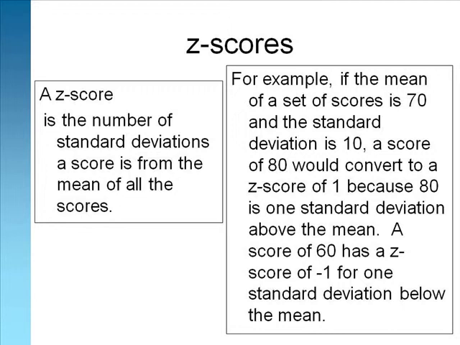A z-score is the number of standard deviations a score is from the mean of all the scores. For example, if the mean of a set of scores is 70 and the standard deviation is 10, a score of 80 would convert to a z-score of 1 because 80 is 1 standard deviation above the mean. A score of 60 has a z-score of -1 for 1 standard deviation below the mean.